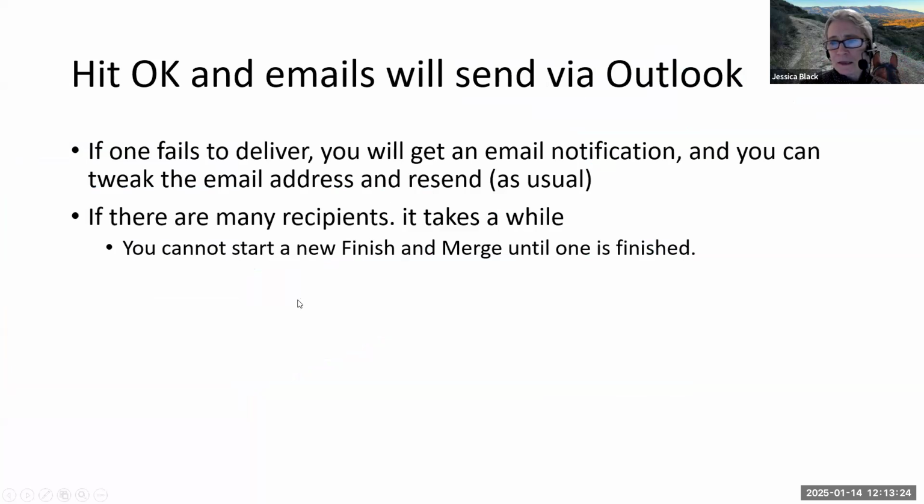All right. Then you hit OK, and your emails are going to be sent. If one fails to deliver because somebody put bakersfield.edu instead of Bakersfield College, then you will get an error code, and then you can put college in there and resend it without doing anything else. You do that from Outlook or from your web version of your email, right?